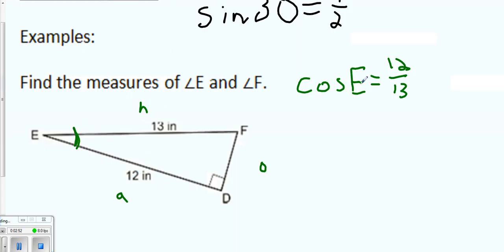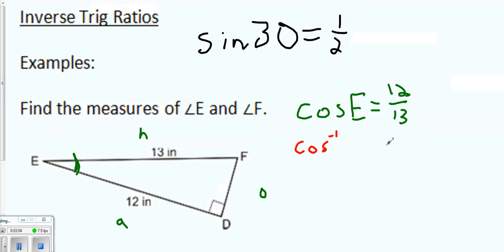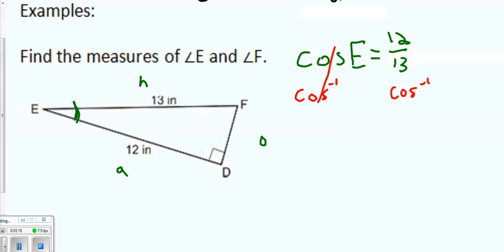If we want to get rid of this cosine, though, to find out exactly how big angle E is, we would have to do what's called the cosine inverse. This is an inverse trig function. It basically just gets rid of that cosine. What you do to one side of an equation, though, you have to do to the other. Oops, not an S. We need cosine inverse. So what our equation says now, that cancels out, and we would get that angle E, probably put the angle sign there, equals the cosine inverse of 12 over 13.